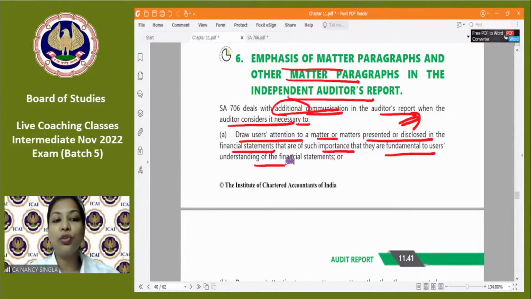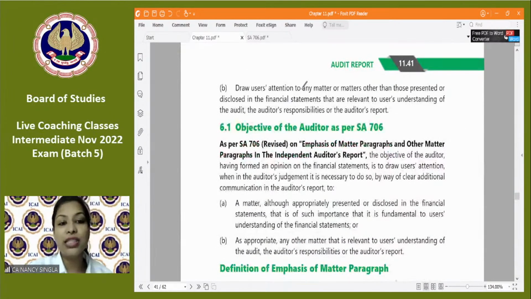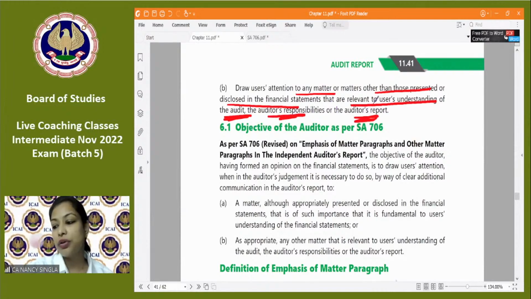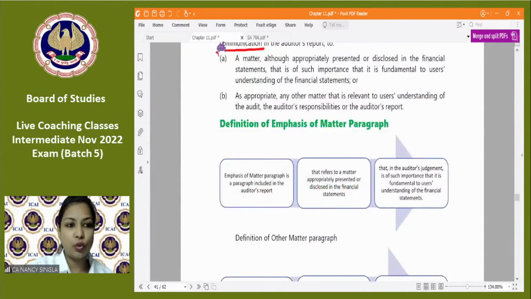That are fundamental to the user's understanding of financial statement. तो ये किसकी बात कर रहा है? EOM की बात कर रहा है. And to draw users' attention to any matters other than those presented or disclosed in financial statement that are relevant to users' understanding of audit, auditor's responsibility and auditor's report. तो ये किसकी बात कर रहा है? OM की. Objective क्या है? To draw the user's attention by clear additional communication. कैसे? यही वाले दोनों matters.